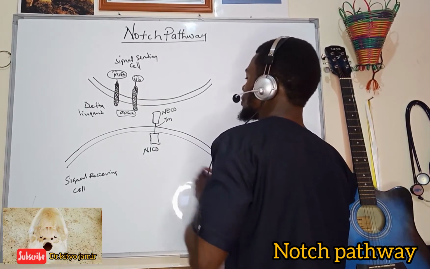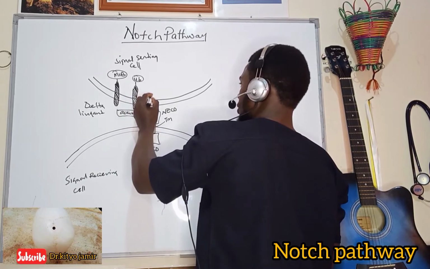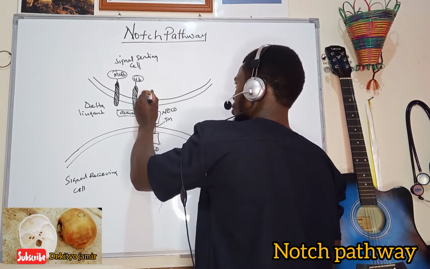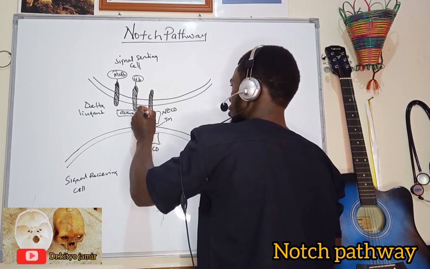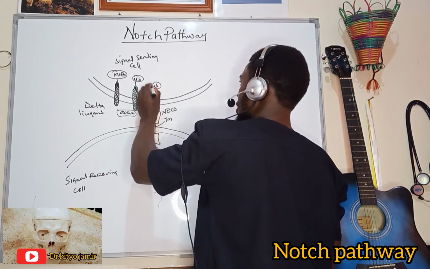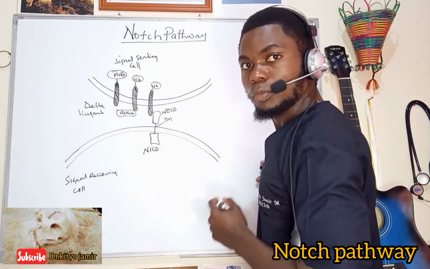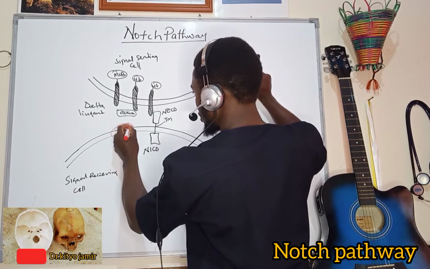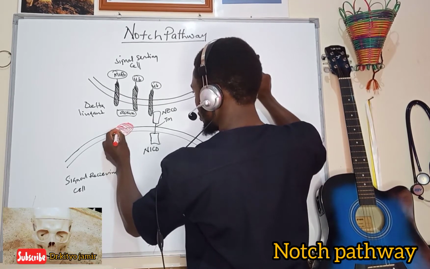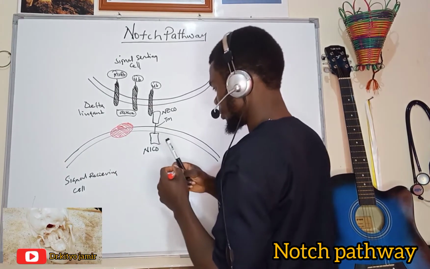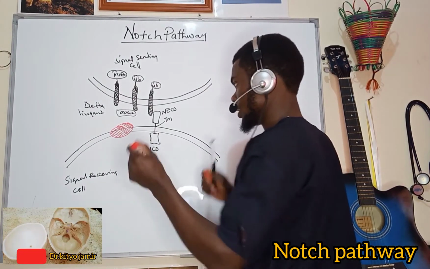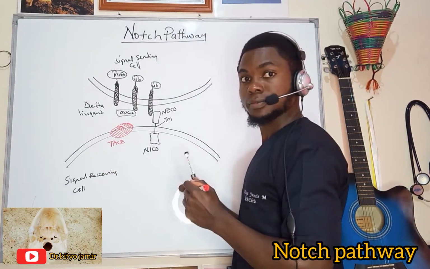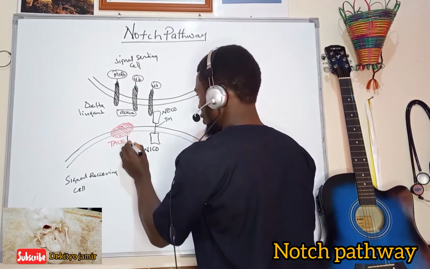So what is going to happen? We are going to have this active delta ligand complexing with the Notch extracellular domain. Once they complex, we are going to have our membrane bound protein here. And this is an enzyme. This enzyme is called TACE.